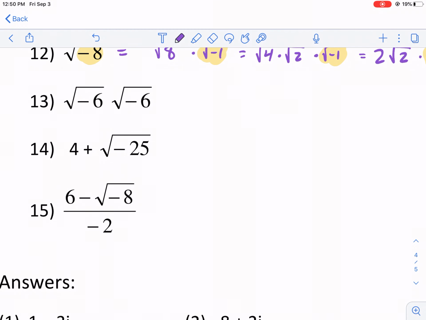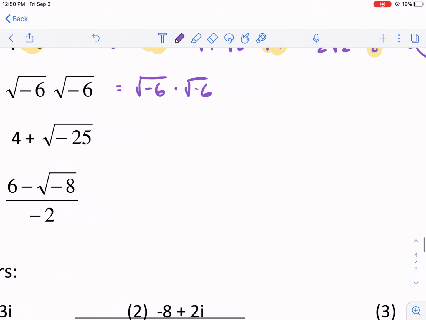This one's a little tricky. If you were to just apply your normal rules for radicals, there's two different things we could do here. First thing, we could apply our normal rule: a root times a root is just the number underneath the root, so we get negative 6.